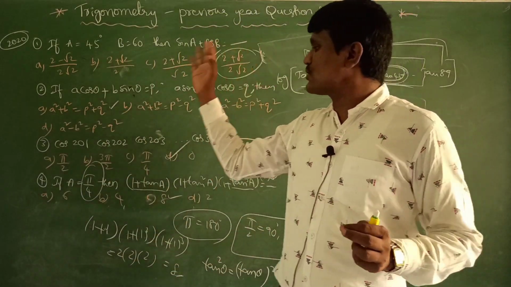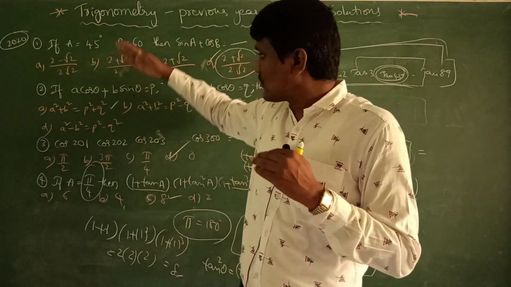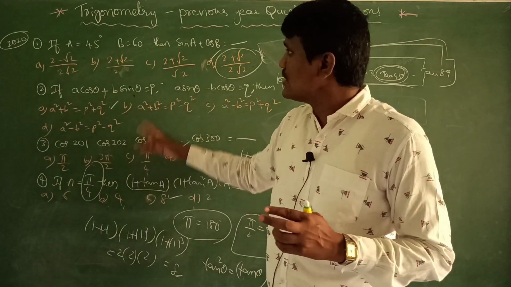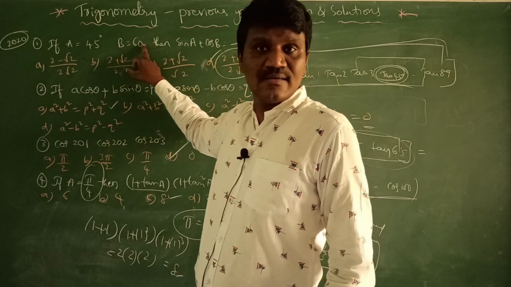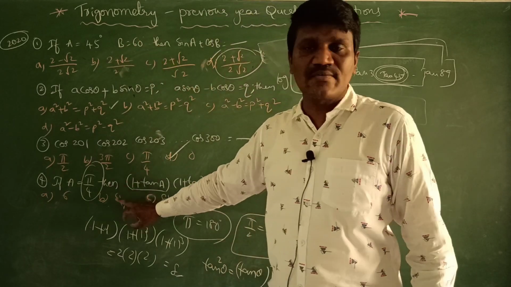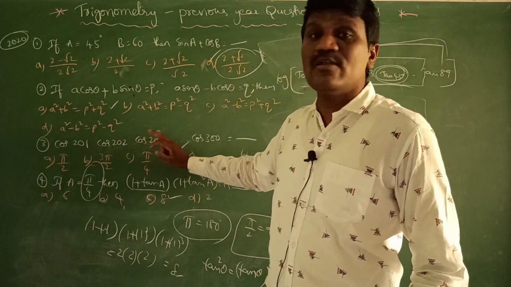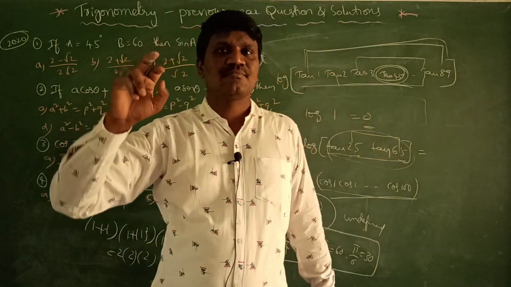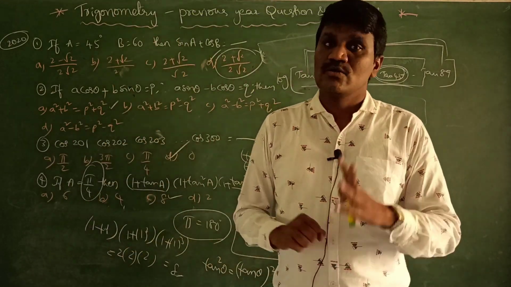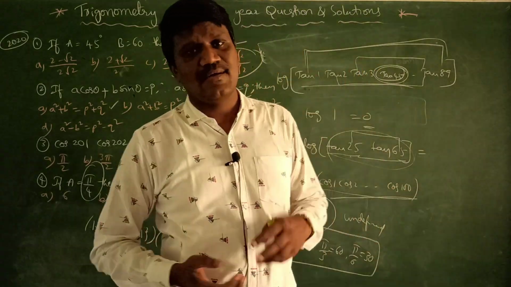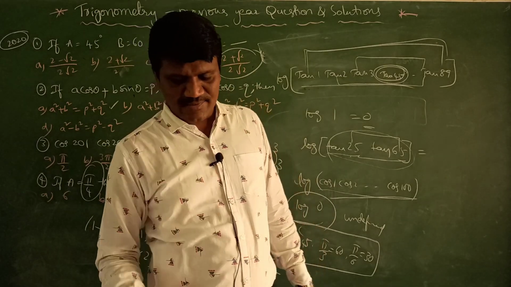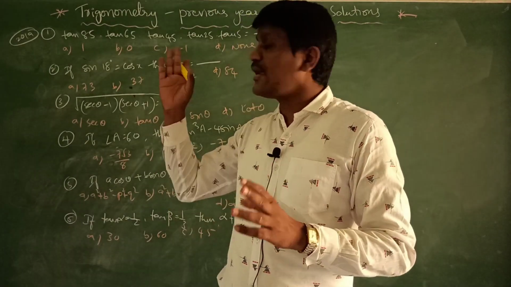So this is about the 2020 question paper. If you see the questions, you can easily solve all these problems. A is given as 45 degrees, B is 60. This is based on the values, and this is also based on the values. This is also based on the values. This is based on the trigonometric identities. So we have explained all these concepts. Just to solve the problems, you will get the answers. Okay students, right. Now let's see the 2019 question paper.